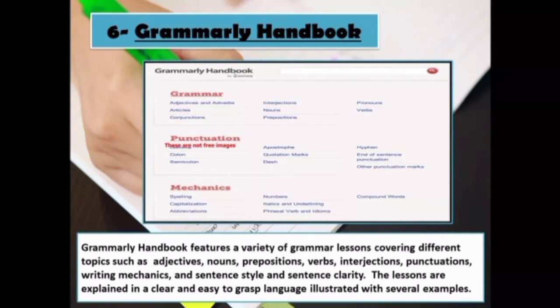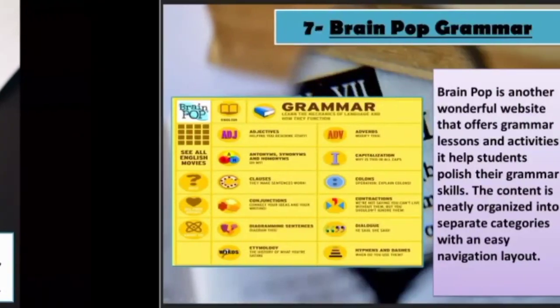Number 6. Grammarly Handbook. Grammarly Handbook features a variety of grammar lessons covering different topics such as adjectives, nouns, prepositions, verbs, interjections, punctuation, writing mechanics, sentence style, and sentence clarity. The lessons are explained in clear and easy to grasp language, illustrated with several examples.